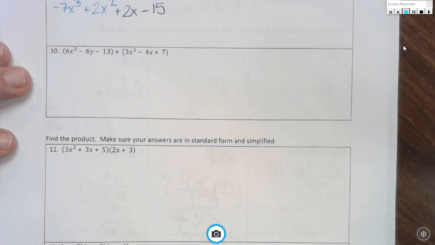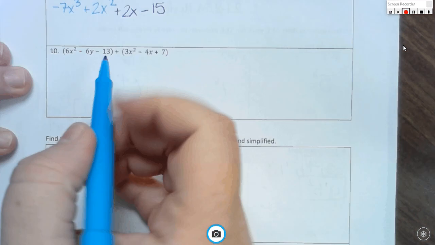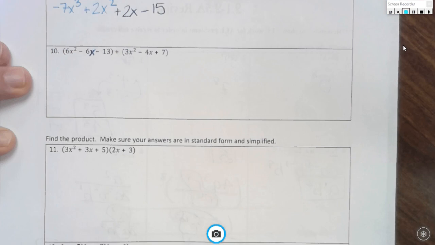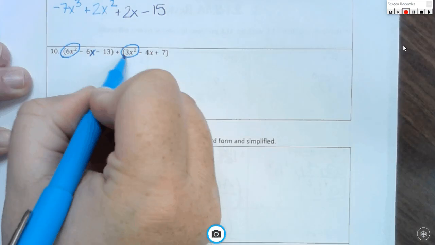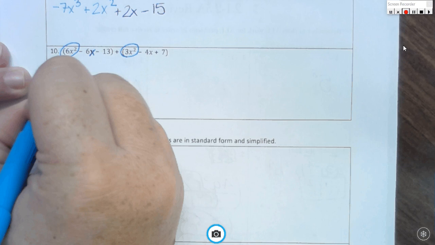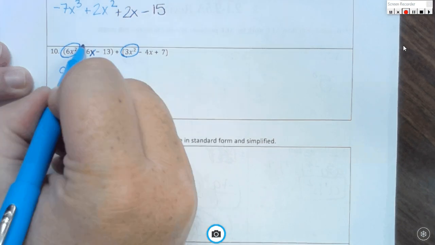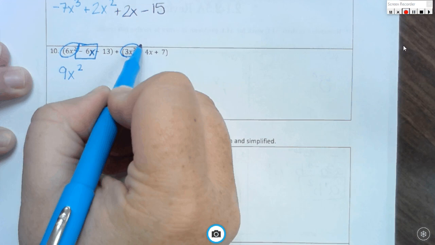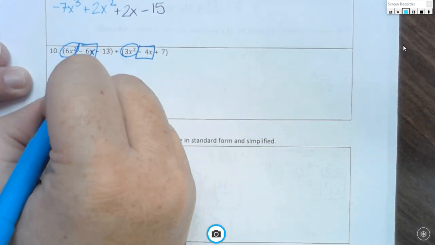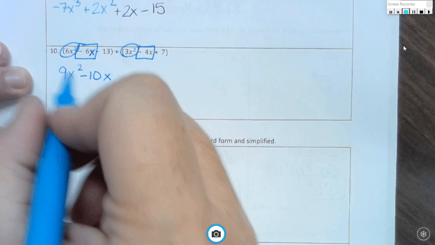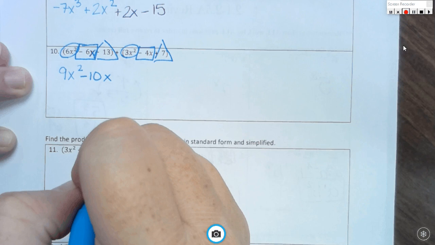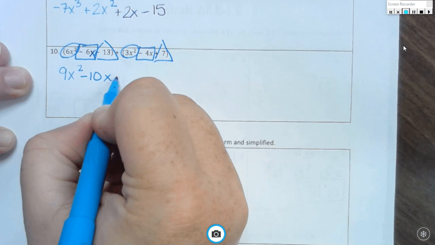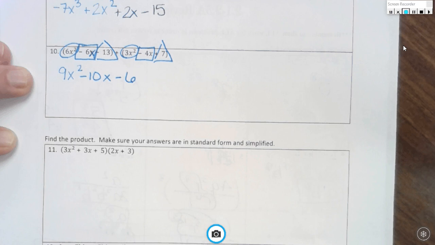All right, let's see. We have addition here, and this should be an x. I do apologize, that's a typo. So for the squared terms, I have 6x squared and 3x squared, which would give me 9x squared. And then I have negative 6x and negative 4x, which would give me negative 10x. And then negative 13 and 7 would give me negative 6. Okay, and I'm done.